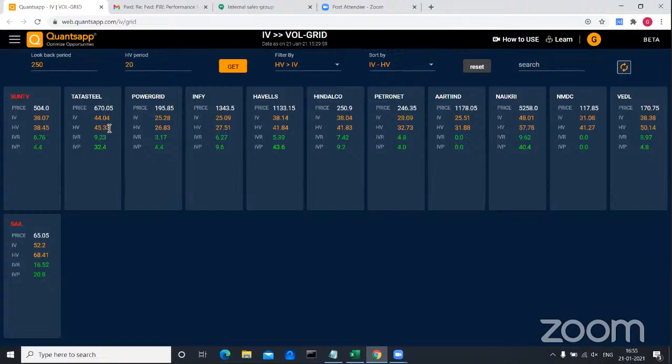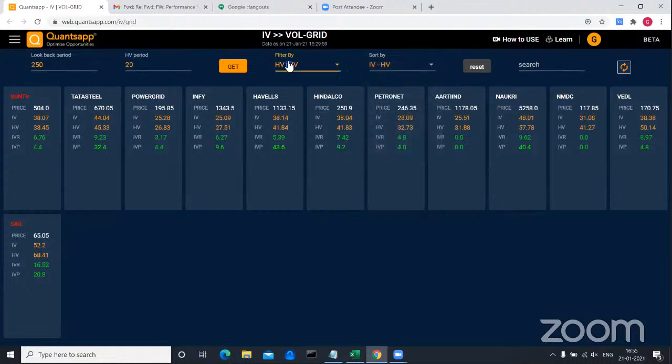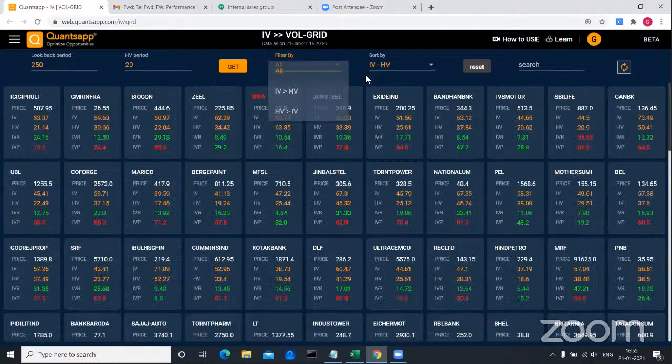So this is where you can see the IV, HV and the IV. It does help you a lot in looking at the data. Then sort by. If I want to sort the data, first we'll have all the sorting.